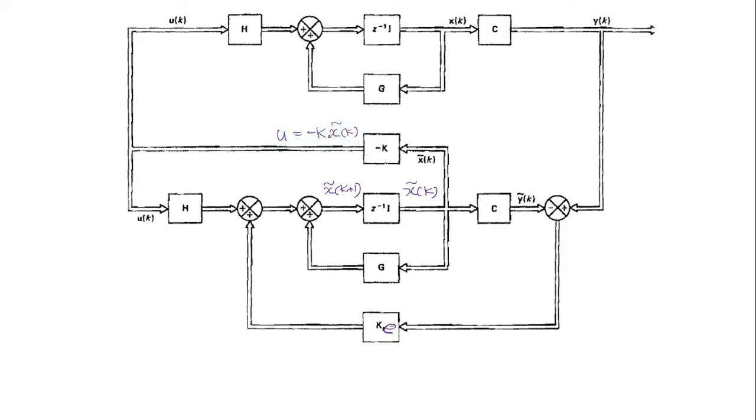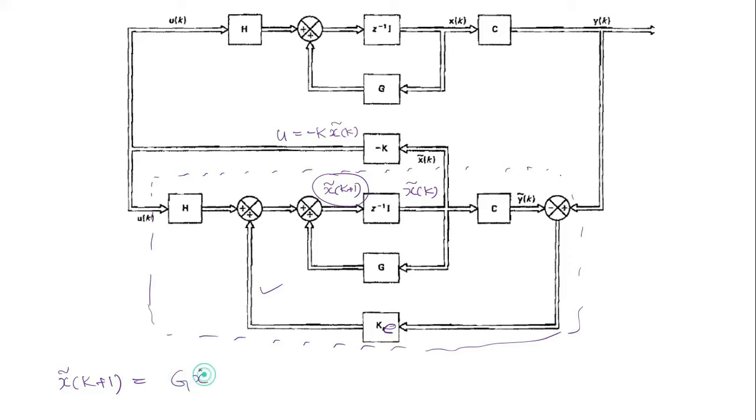Kx equal to minus k x tilde of k. So this is how the system should perform. And let's see for now the observer part. So this part, if you observe, you will see the state equation of x tilde of k plus 1, from this block diagram: x tilde of k plus 1 is equal to g times x tilde of k plus, that is this part, plus whatever signal comes here.